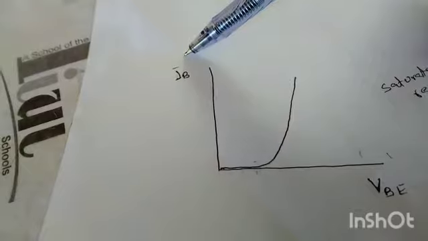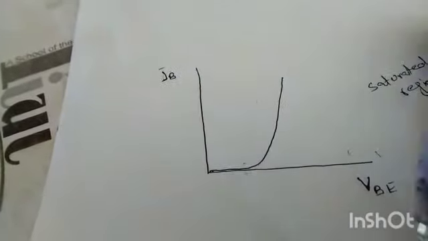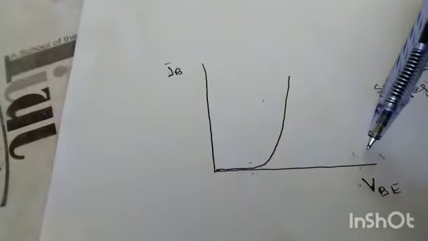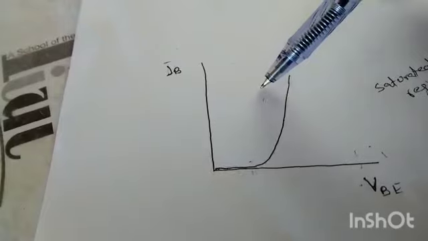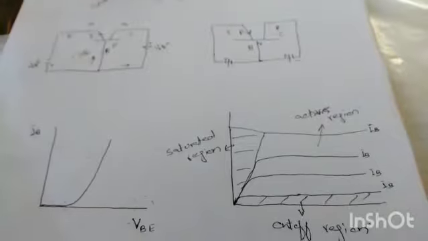Further, as we increase the voltage across the input circuit, there is an increase in the input current. The characteristic curve which you draw between the input current and input voltage, when you keep the output voltage constant, that characteristic curve you call the input curve of the transistor.